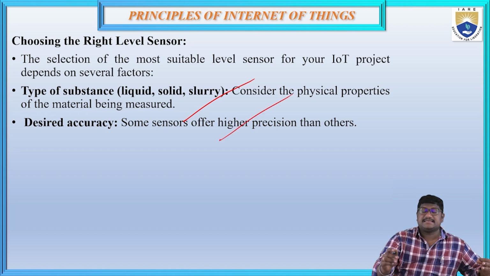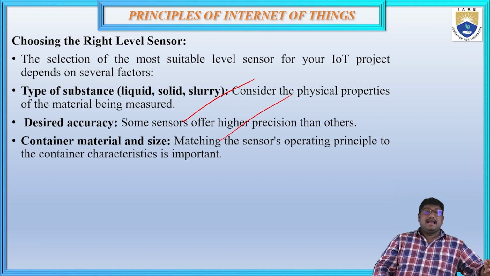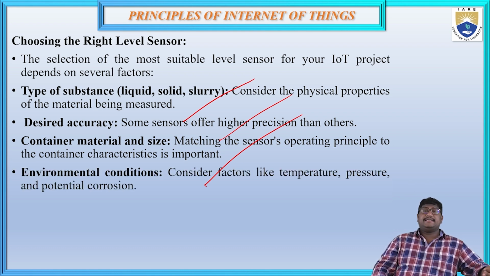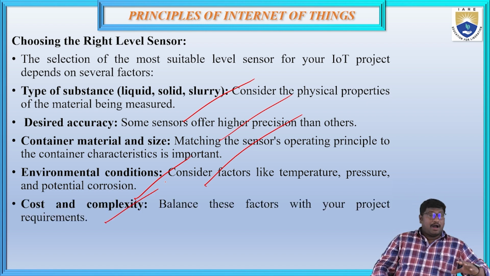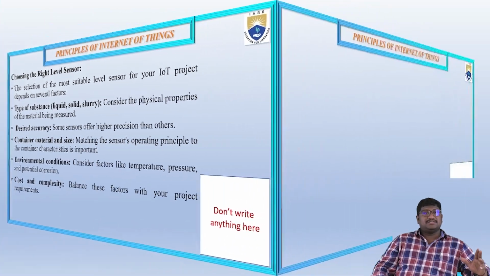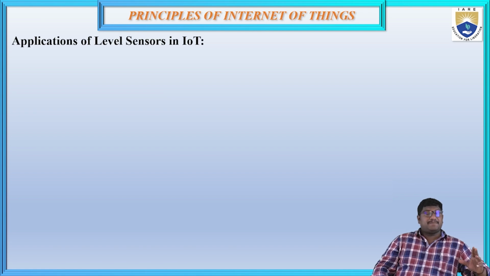And coming to the next factor, desired accuracy. Some sensors offer higher precision than others. Also, what exactly the container material and the size of the container are. It is important that it matches the sensor's operating principle and characteristics. And coming to the fourth one, environmental conditions, like temperature, pressure, and potential corrosion. And the next factor is cost and complexity, whether everything is balanced for our project requirement or not. Based on this, we need to choose a particular level sensor as per our requirement.